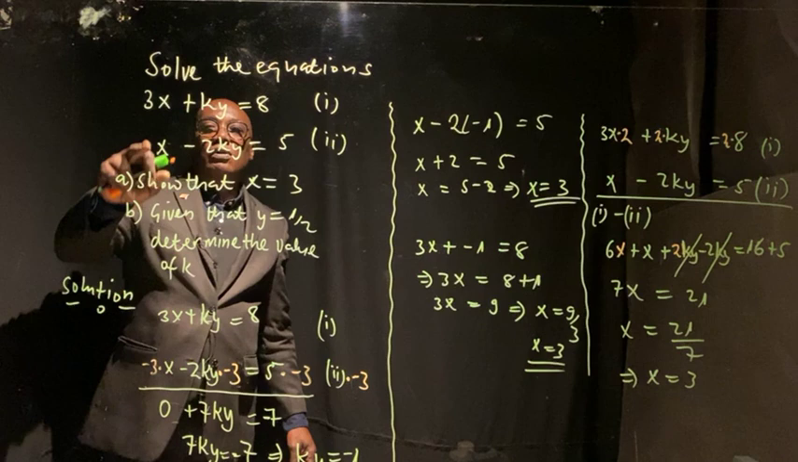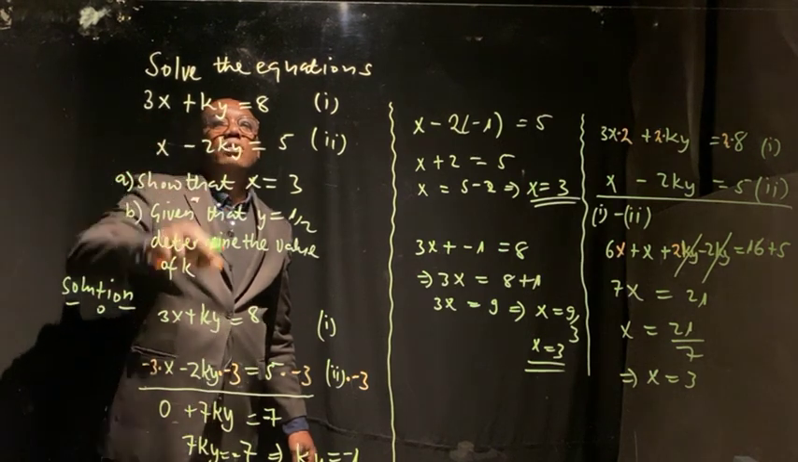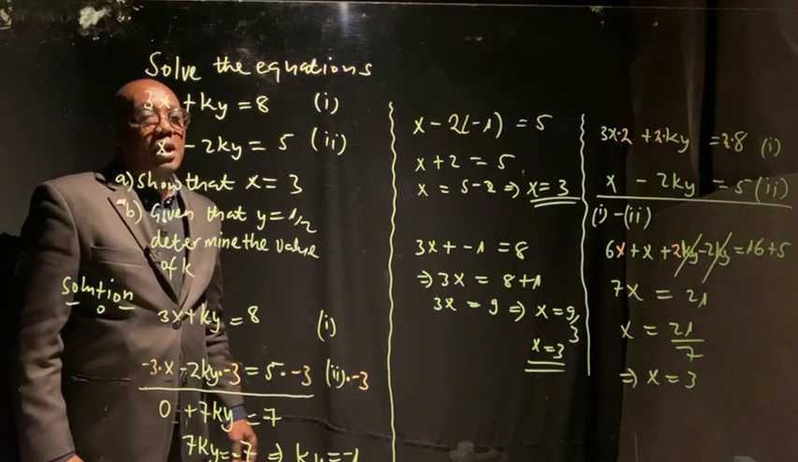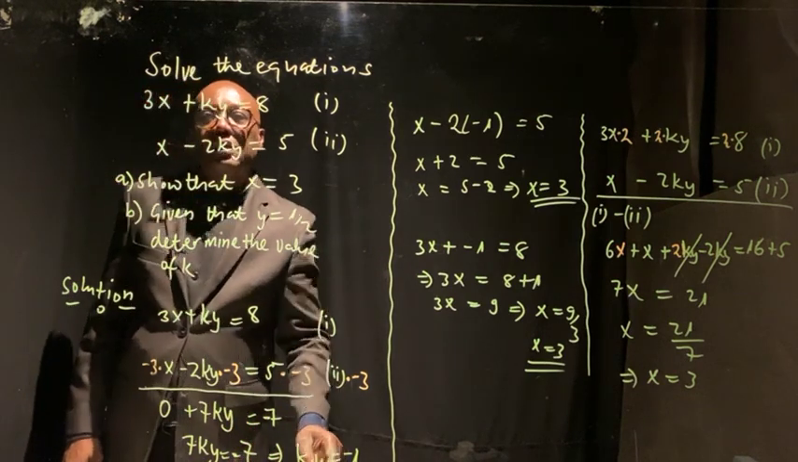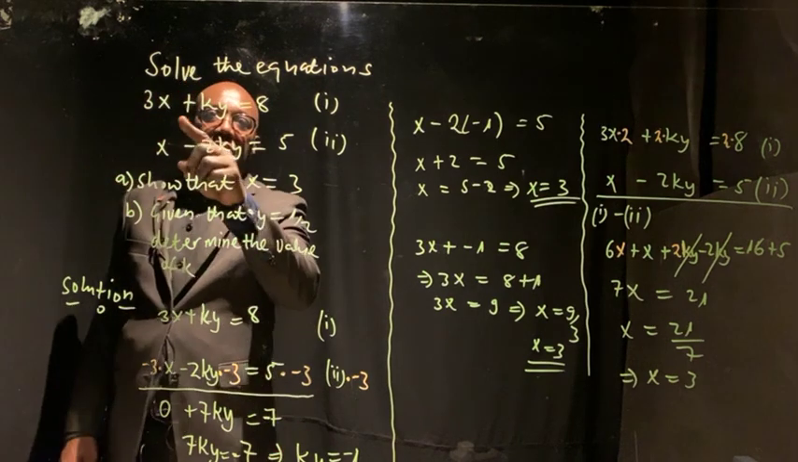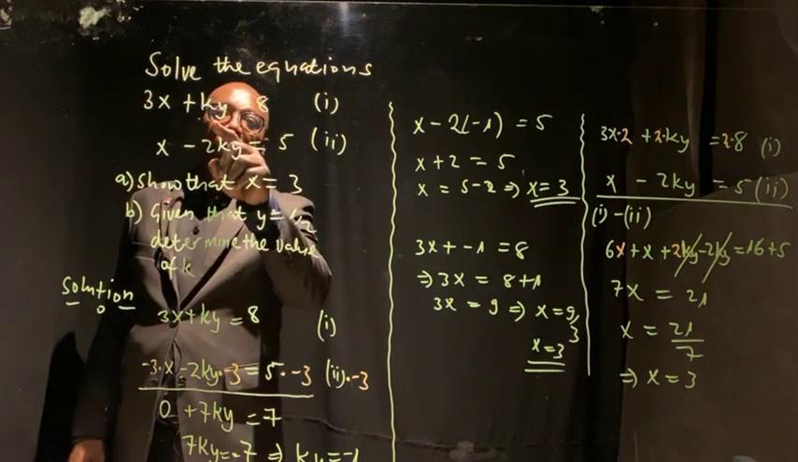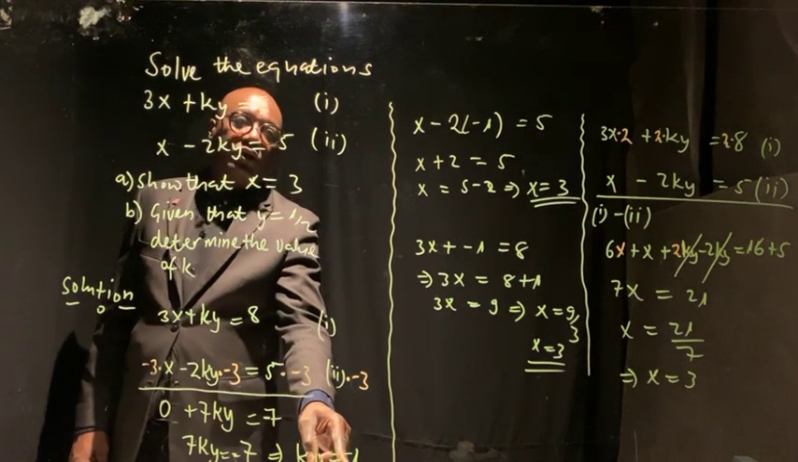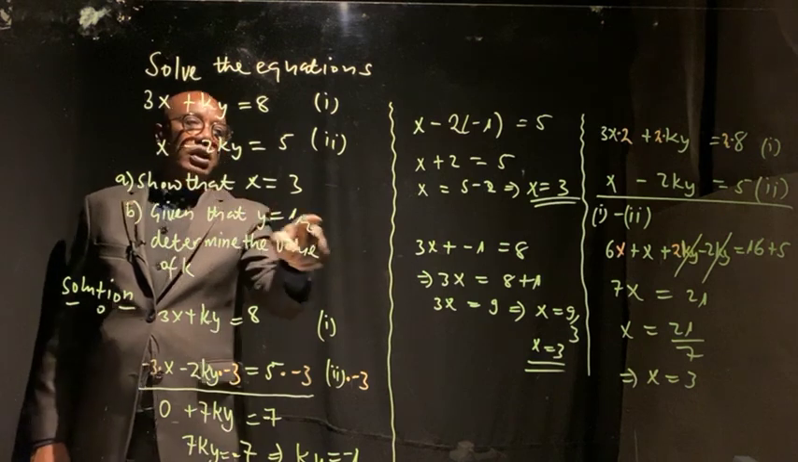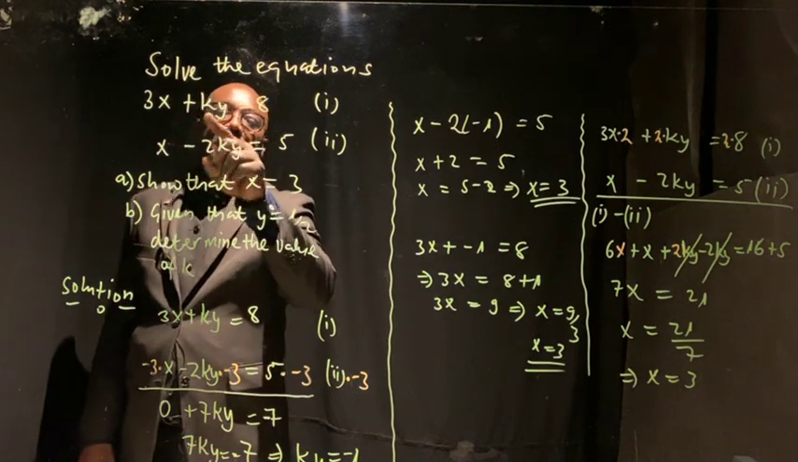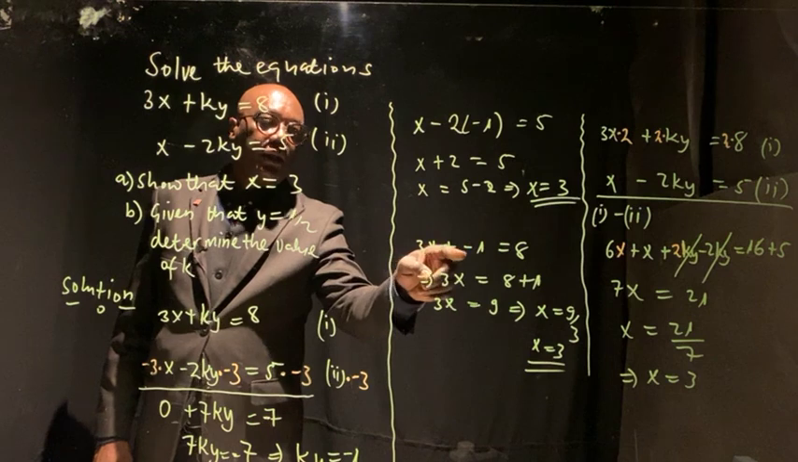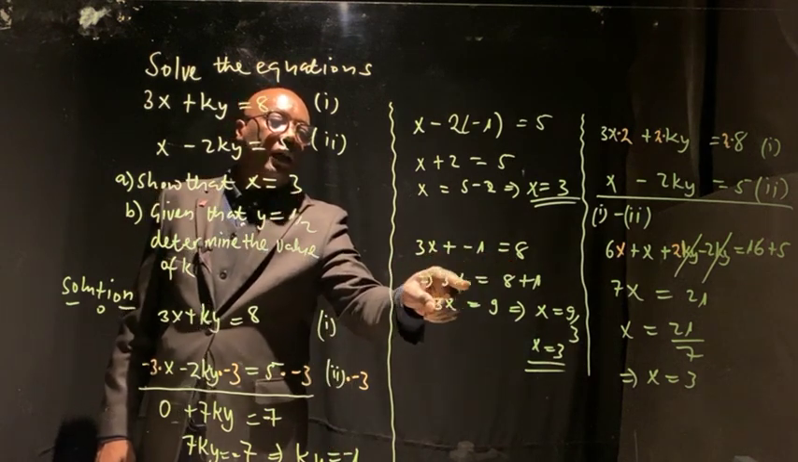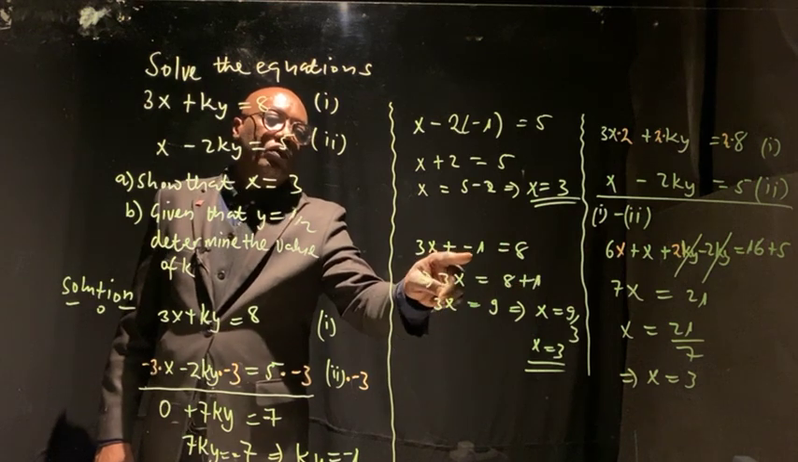Alternatively, you could also have used the 3x plus ky equals 2. If you are going to use the 3x plus ky, bear in mind that ky is negative 1. So we pick up this equation and put ky equal to negative 1, because we have already found that ky is equal to negative 1. So as we pick up the first equation, 3x plus ky, we write plus ky and then put negative 1 there, equal 8, and we try to make x the subject.